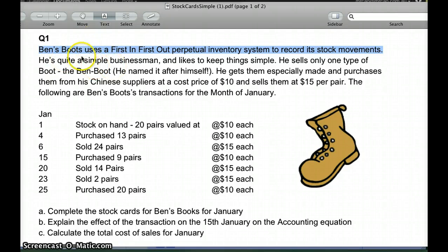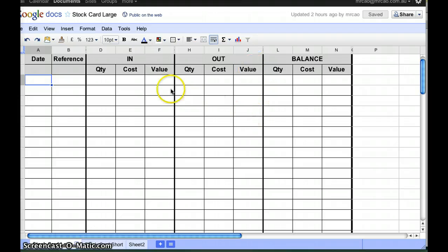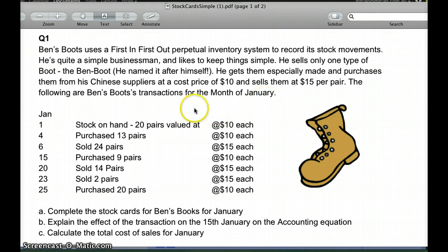He sells only one type of boot, the Ben boot, which he named after himself, and he gets them made in China and purchases them at a cost price of $10 and sells them at $15 per pair. So the boots come in at $10 and go out at $15 a pair. The following are Ben's Boots transactions for the month of May. So we have this question and here are all the transactions, and here is the stock card from which we will record our stock movements.